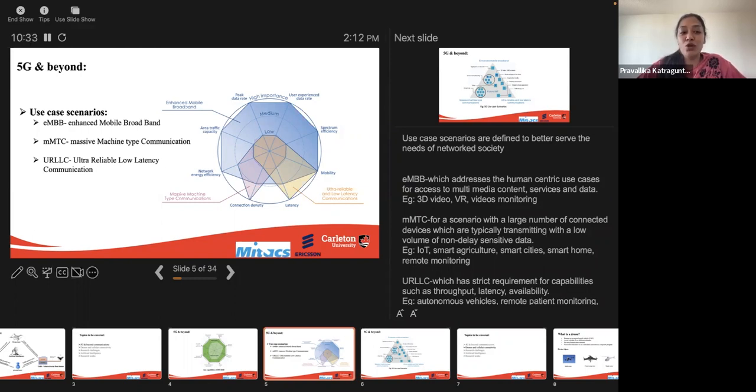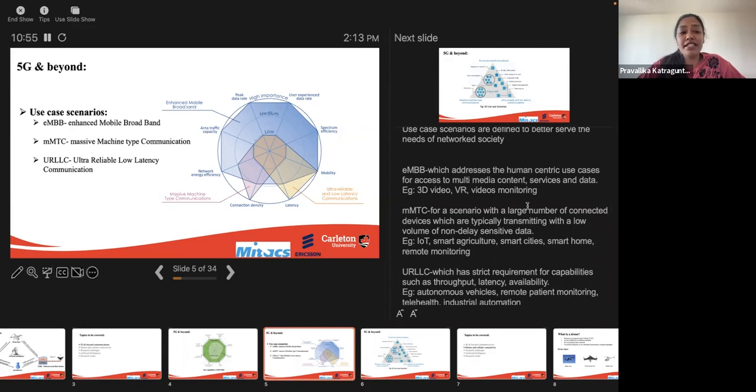URLLC, ultra reliable low latency communication, has strict requirements for capabilities such as throughput, latency, and availability. Under this use case scenario, it is very important that these three, latency, throughput, and availability, are strictly followed. Examples under this use case scenario can be autonomous vehicles, remote patient monitoring, telehealth, and industrial automation.